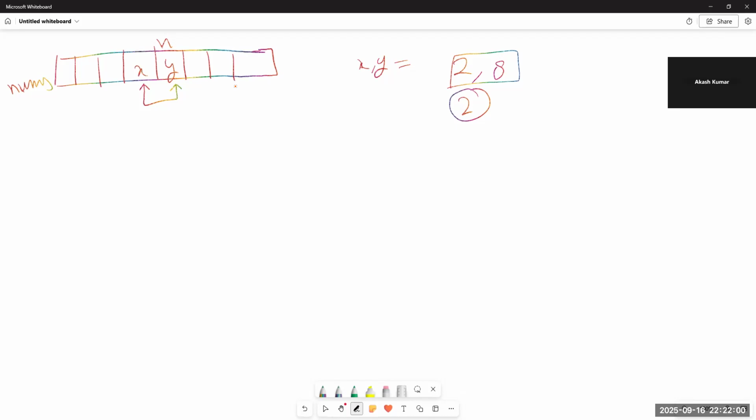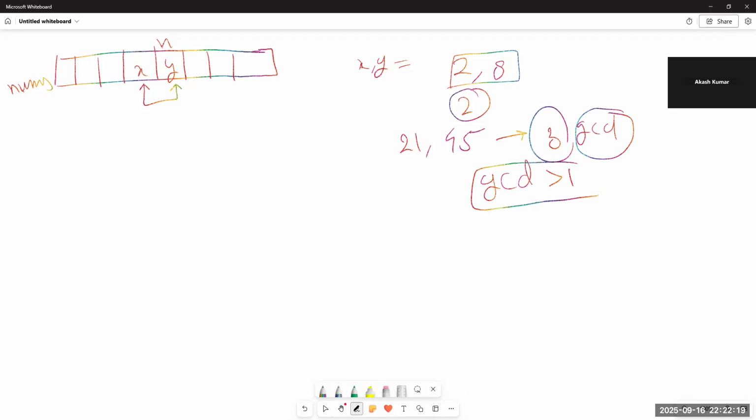Similarly, if we choose 21 and 45, then their greatest common divisor is 3. So with GCD, the greatest common divisor, two numbers are non-coprime if the GCD is greater than 1. We have to find such a pair of numbers in this array, and if we find a pair of non-coprime numbers, we need to replace them with their LCM.